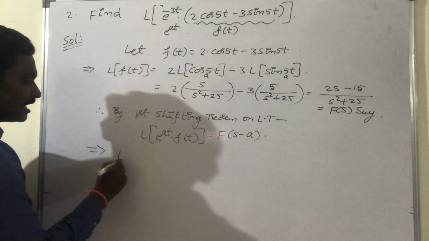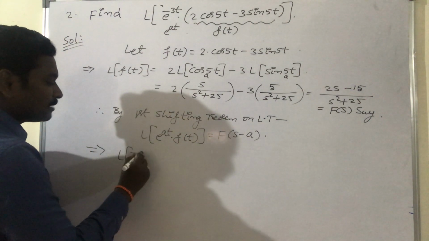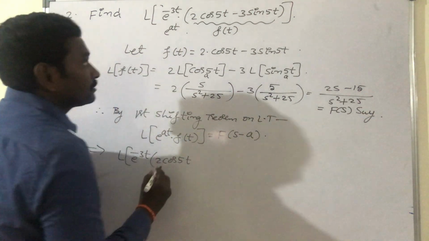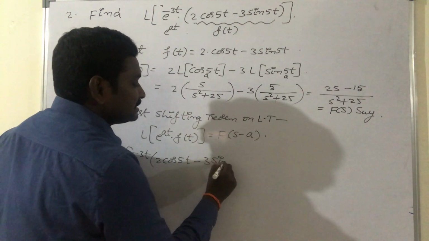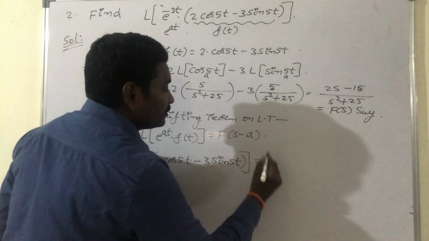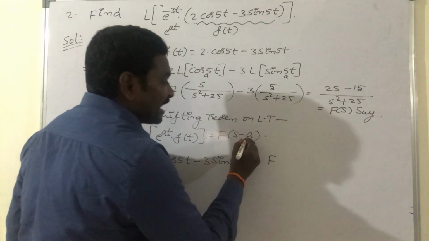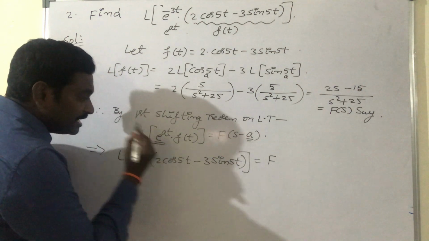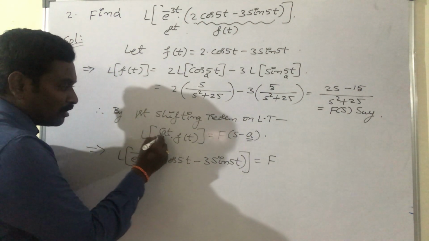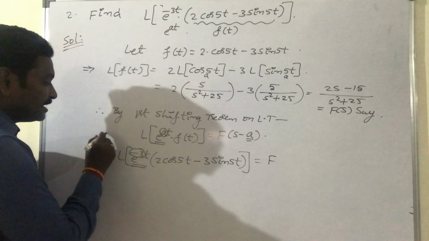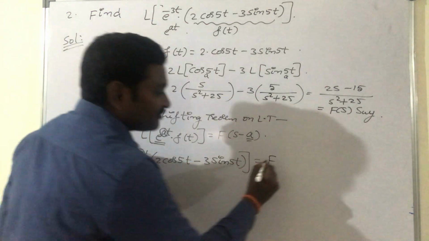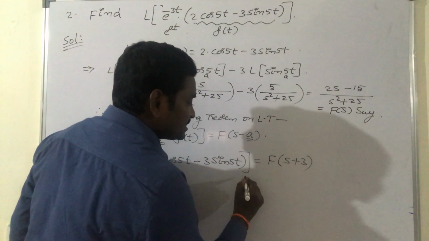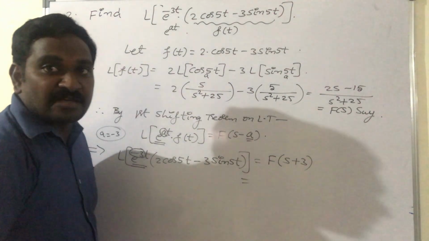So that implies, in the similar way, the given problem becomes L of e power minus 3t into 2 cos 5t minus 3 sin 5t is equal to, please observe the value of a here. What is a here? Actually here we have e power minus 3t instead of e power at. That's why the value of a here is minus 3. a is minus 3 here. That's why you will get F of s minus of minus 3, that is F of s plus 3. So what is F of s plus 3?